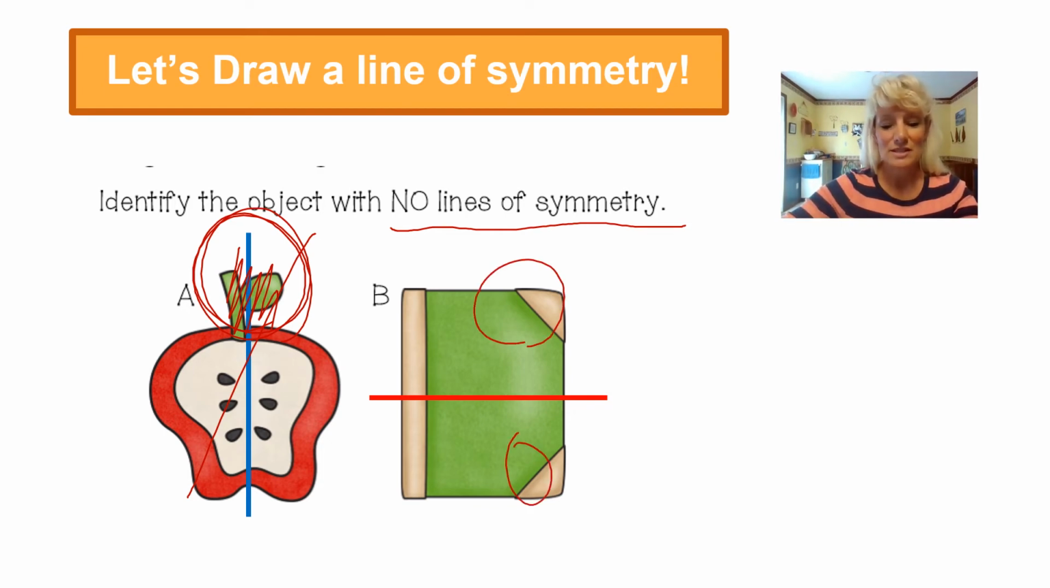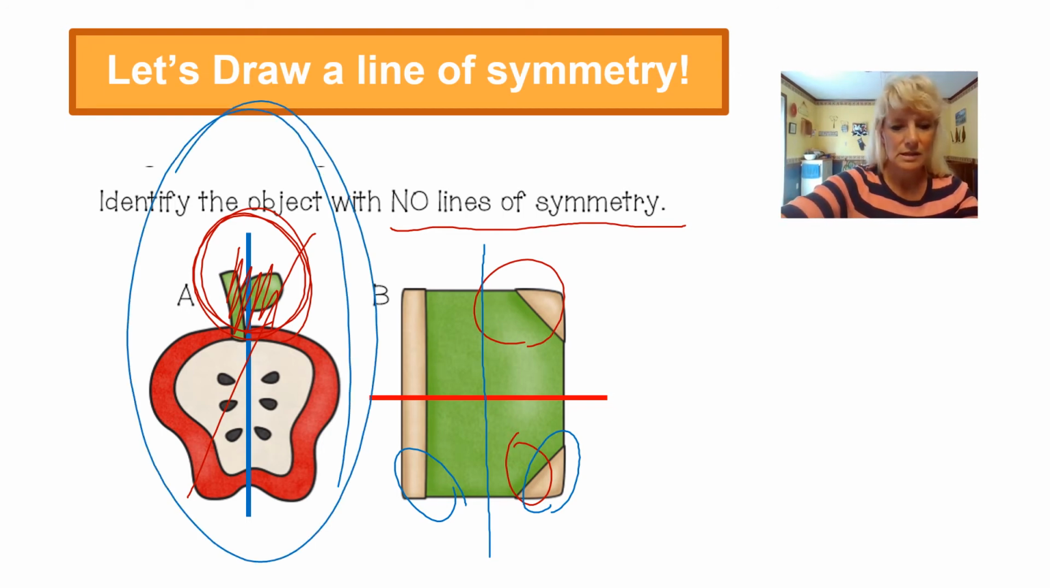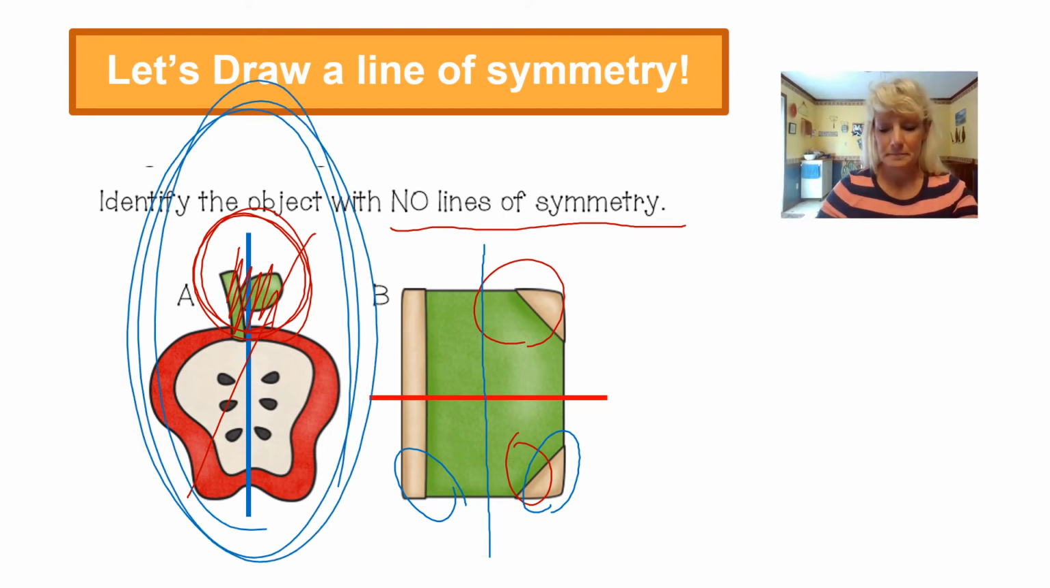Now, let me just tell you something. If you try to draw a line of symmetry here, that would not be correct because notice I have a triangle here, but I don't have a triangle over there. So the one that has no line of symmetry is going to be A.